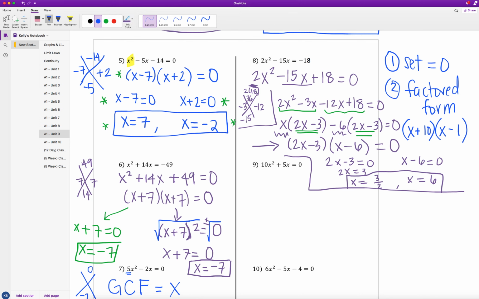All right, we have 2 examples left. Why don't you guys pause the video and try example 9 on your own first, making sure to think about if it's set equal to 0 and if it's in factored form, or if you first have to factor it.